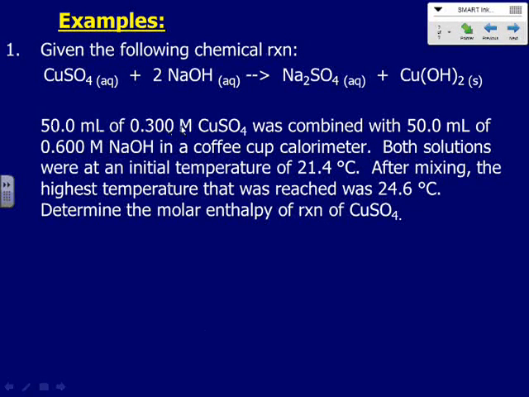So we have 50 milliliters of 0.3 molar copper sulfate reacted with 50 milliliters of 0.6 molar sodium hydroxide in a coffee cup calorimeter. So we're mixing two solutions together, all right? Both solutions start at room temperature, so we both have a T1, and we are waiting until they reach that highest temperature, and they result in a highest temperature of 24.6 degrees Celsius.